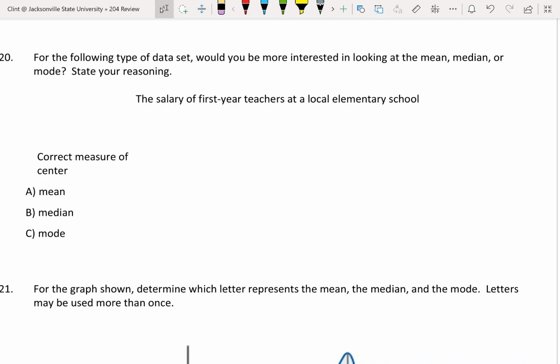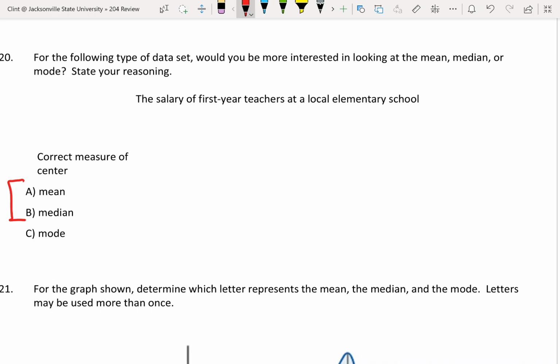Okay. So we're given the salary of first-year teachers at a local elementary school. So first of all, we have to think about, would that data be qualitative or quantitative? It's going to be quantitative. And so since it's quantitative, that narrows it down to these two. The mode, if we have qualitative data, we use the mode. And that's all you have to say for your justification, is it's qualitative. Okay. With quantitative data, we're either going to use the mean or the median.